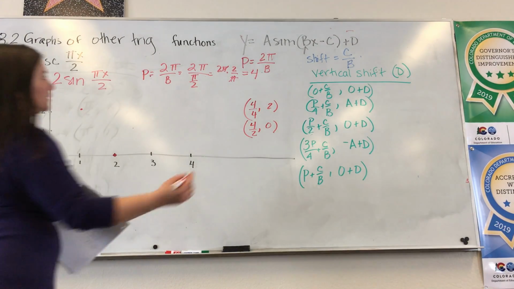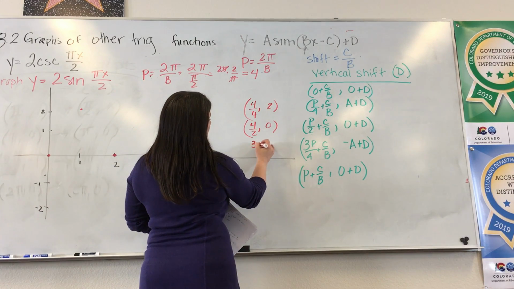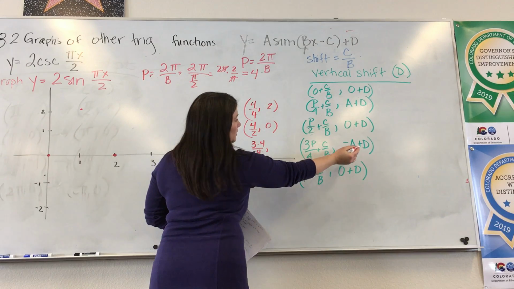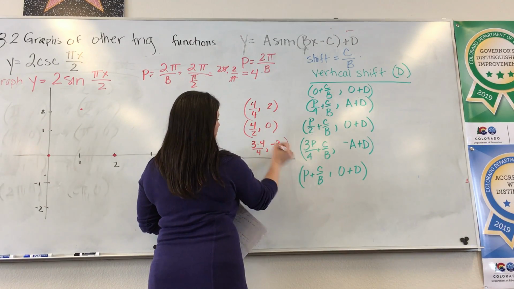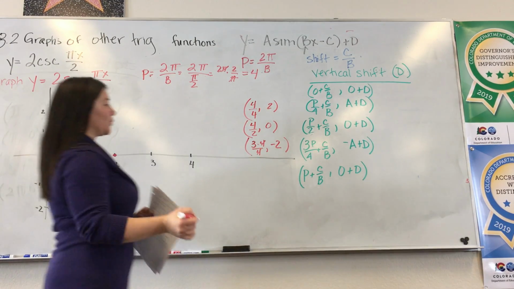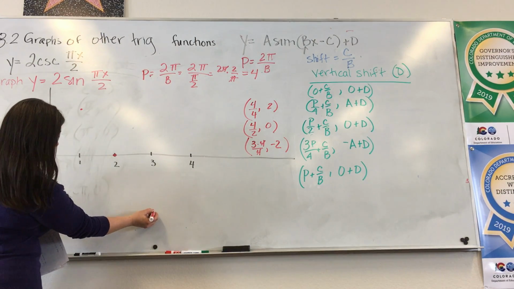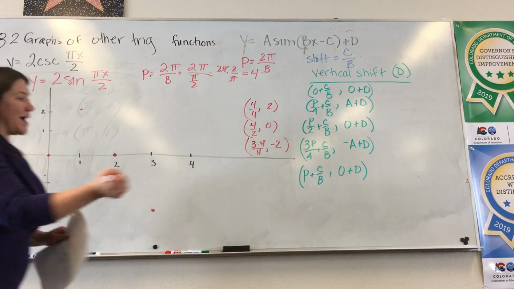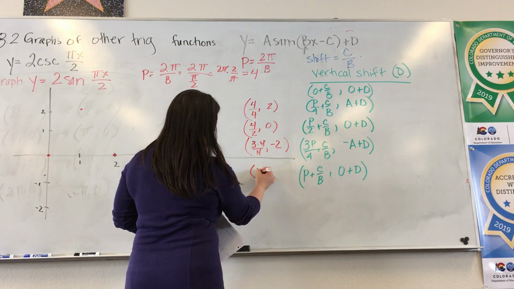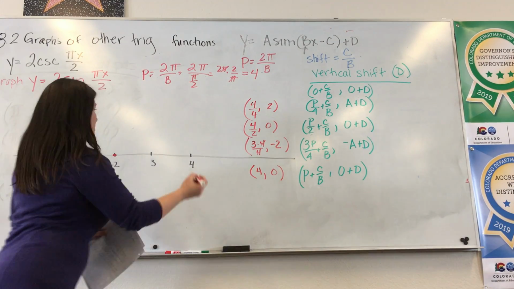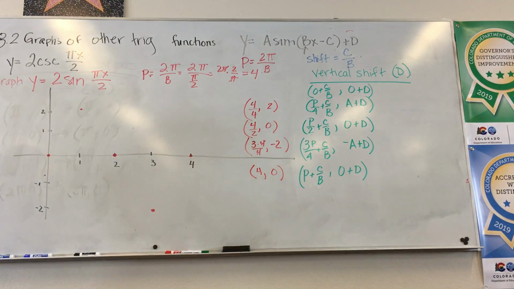3 times the period over 4, so 3 times 4 over 4. No phase shift, negative a, no d value. So 3, negative 2 is on my graph. And my last 0 is the period, which is 4, 0. Right? So I'm right here. So here's my, see how easy that was to graph your sine graph?